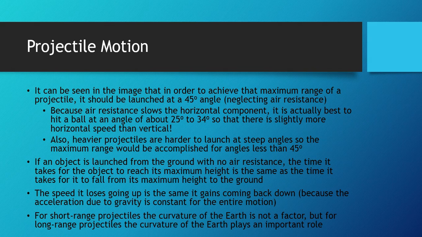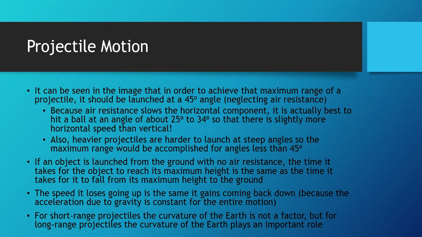But because air resistance does slow down the horizontal component of the velocity, if you really and truly, in real life, want to get something to go as far as possible, you want to go from somewhere between 25 and 34 degrees. That gives you a little more horizontal speed than vertical, and gives you a little bit of horizontal speed to lose to air resistance. In general, if you try to fire it steeper, you're introducing more air resistance. And so you want to undercut that 45 angle if you're trying to do this in real life.